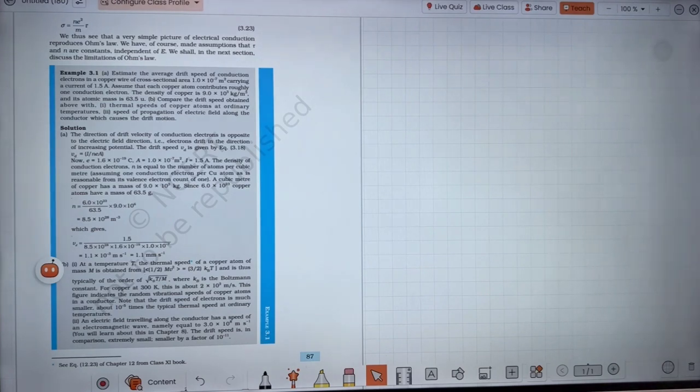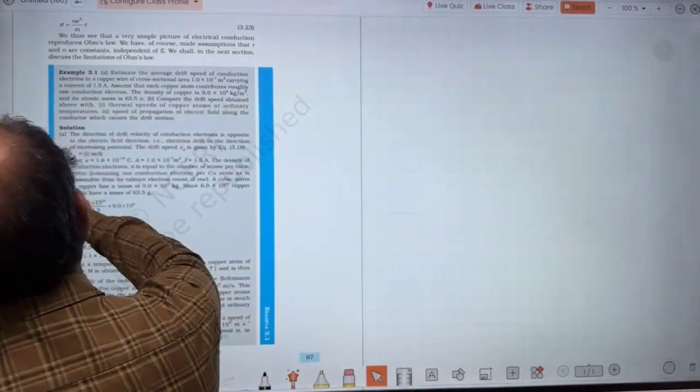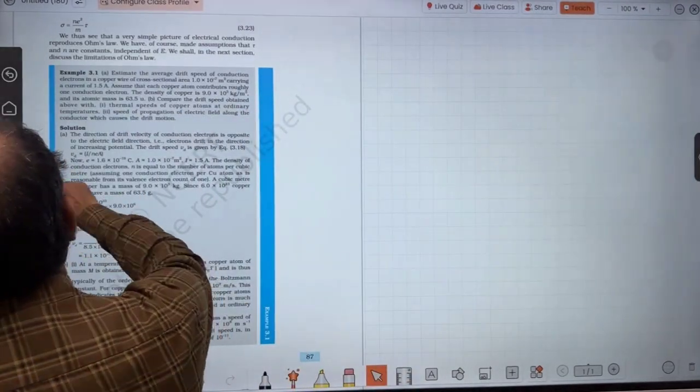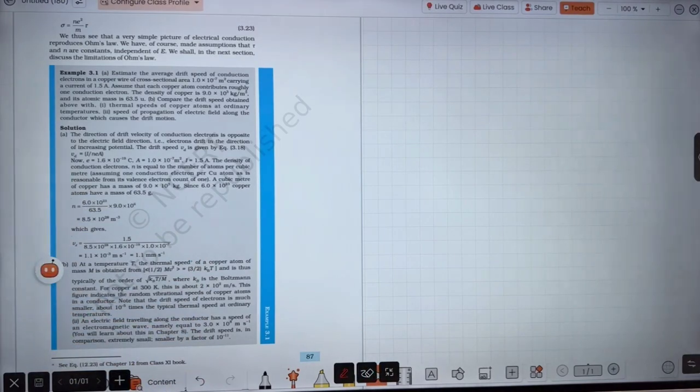Compare the drift speed obtained above with the thermal speed of the copper atoms at ordinary temperature, and the speed of propagation of electric field along the conductor which causes the drift motion. So let's see how to proceed. With the given information we can calculate.